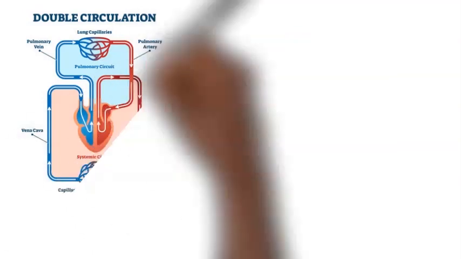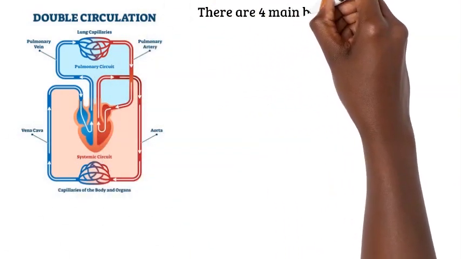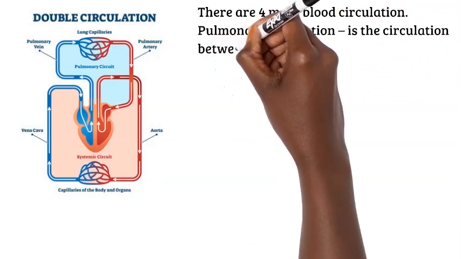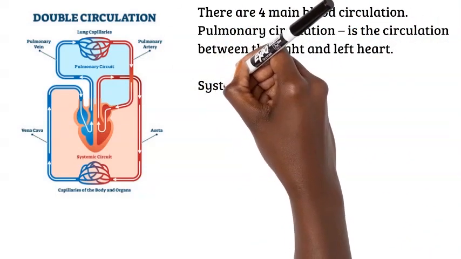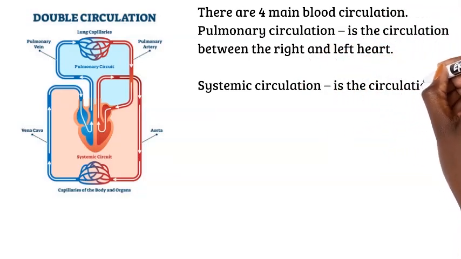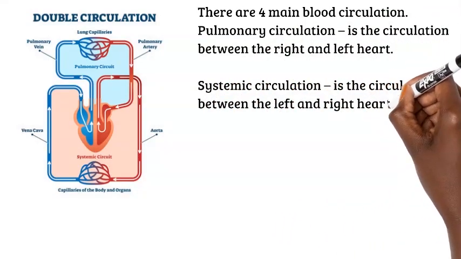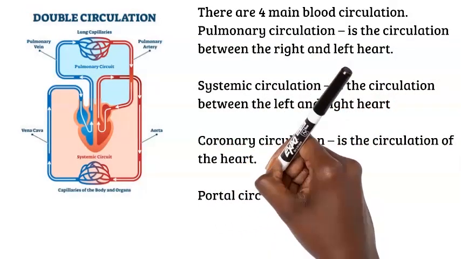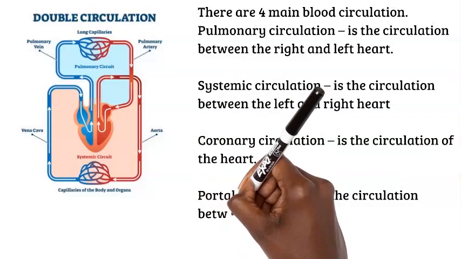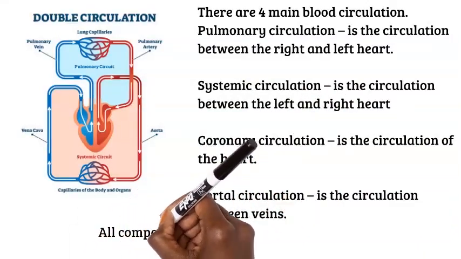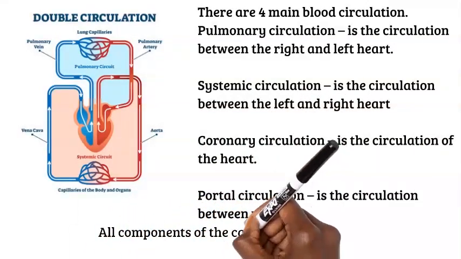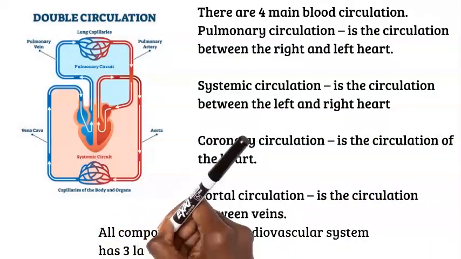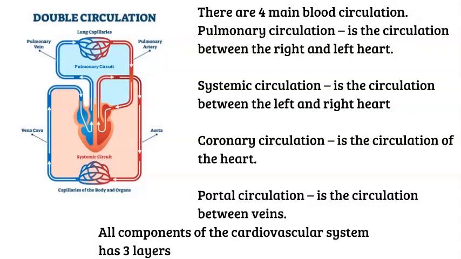There are also four main types of circulation you need to know. We have the pulmonary circulation, also known as the lesser circulation. We have the systemic circulation. We also have the coronary circulation, and we have the portal circulation. It is important to also know that all components of the cardiovascular system have three layers, which of course we are going to talk about in detail in our next presentation.